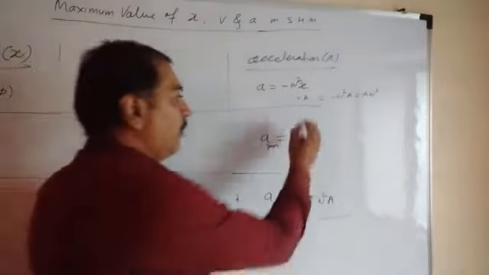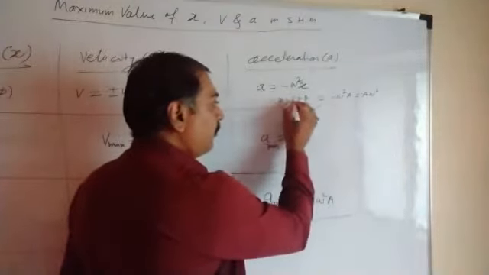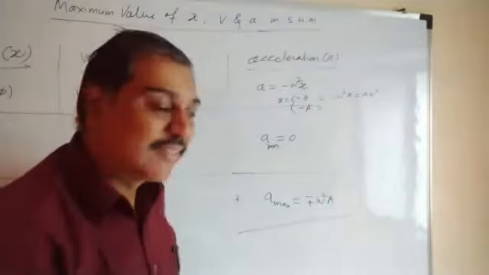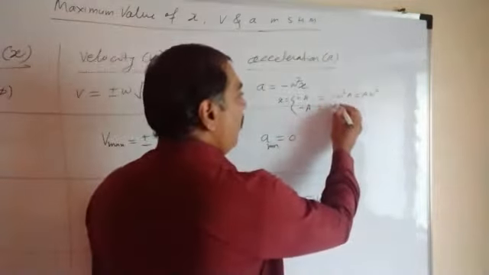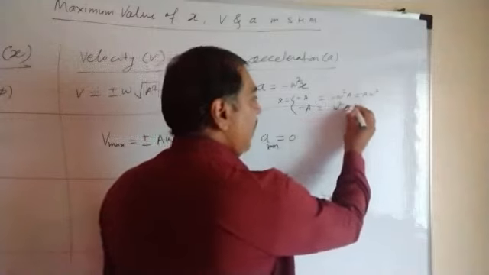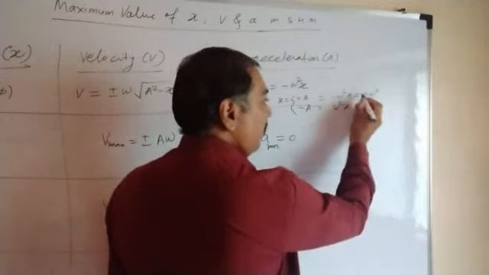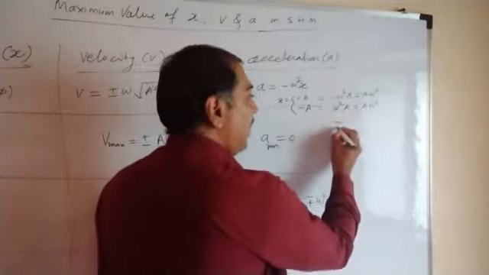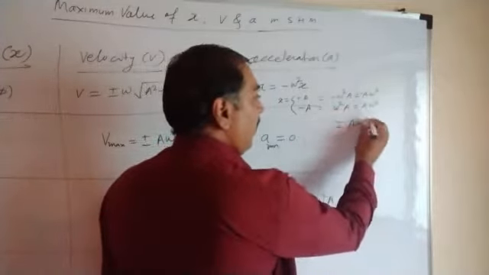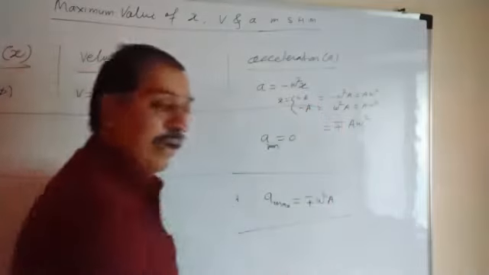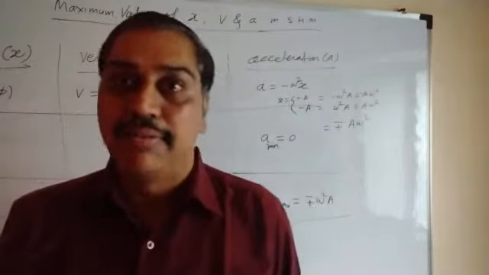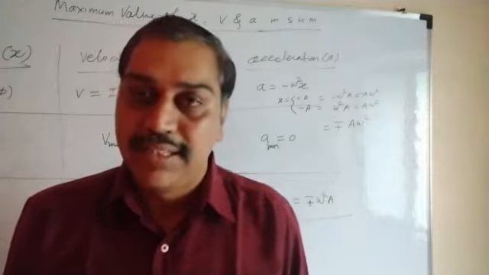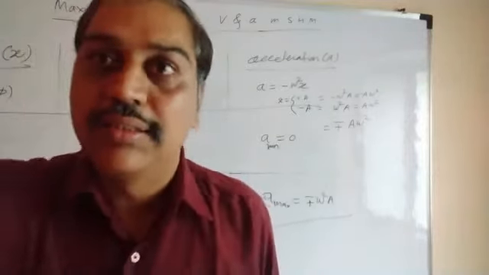Put x equal to minus a. If you put minus a, minus minus becomes plus. So it becomes what? Omega square a, that is a omega square. So minus comes first, then positive. So we can write this as minus plus a omega square. That's why here we have taken minus first. That is the maximum value of acceleration. I hope you got this, because it is very simple to understand this concept.